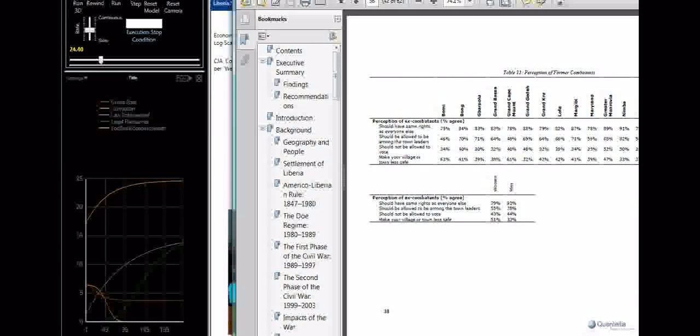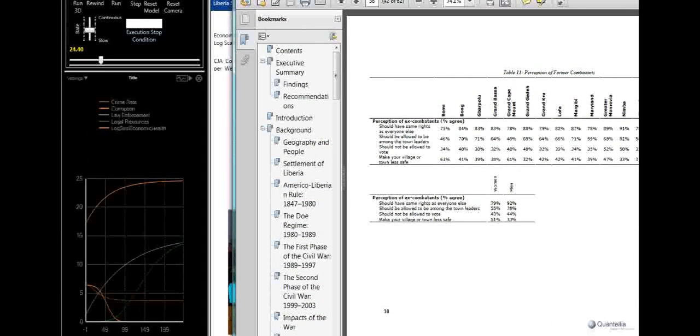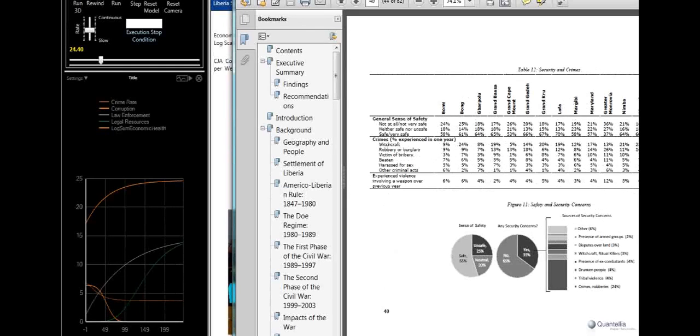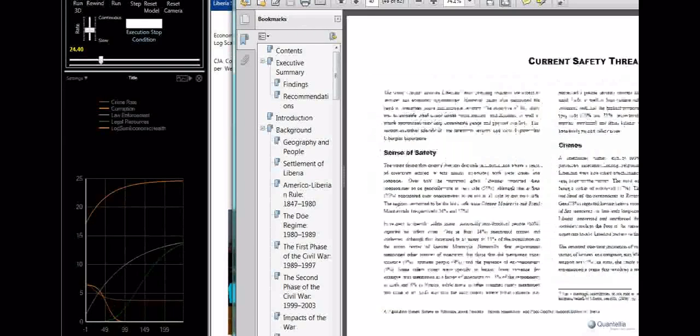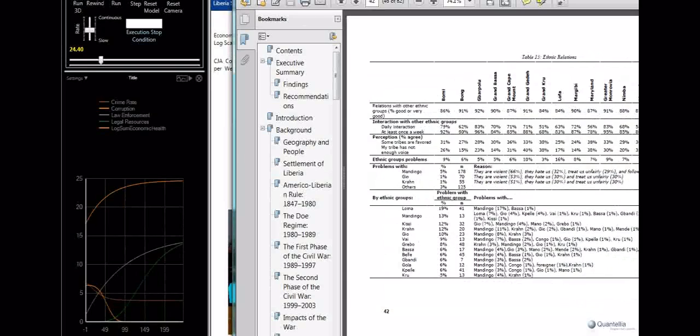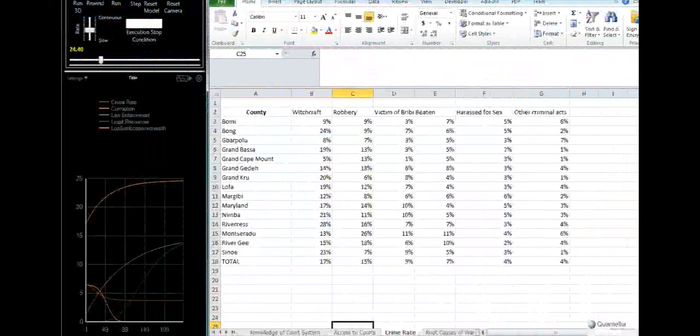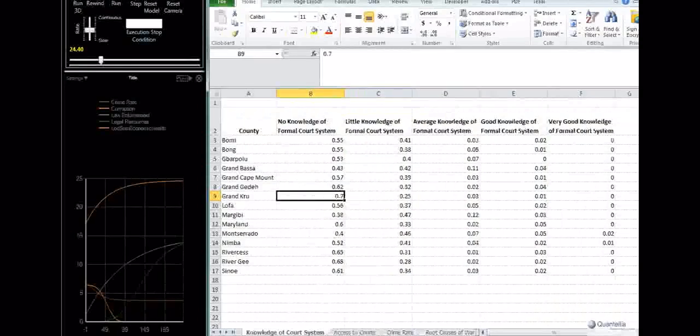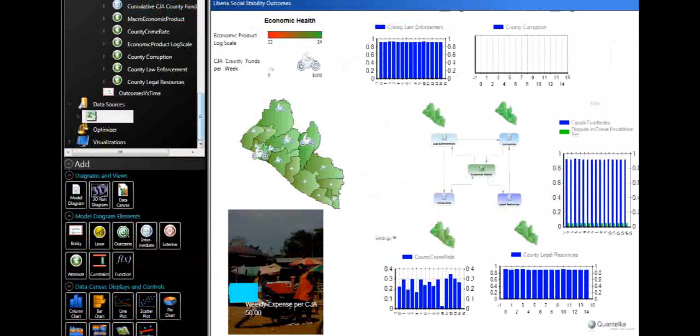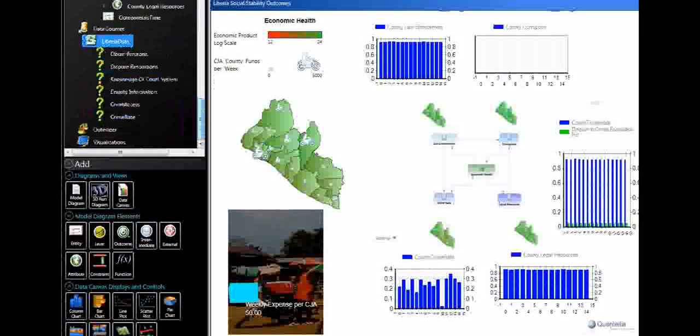As you can see, there's a lot of information here, again on a county-by-county basis, as to various factors like perceptions of former combatants, their security and crime, etc. This was the source of much of the data that we used in this analysis. And basically what we did is we took the data in that paper, we copied it into a number of worksheets on a spreadsheet, as you can see here, and then through the data binding capabilities of this tool, we basically read directly from that spreadsheet all of these various data sources that in turn feed the county by county information from each one of these sources.